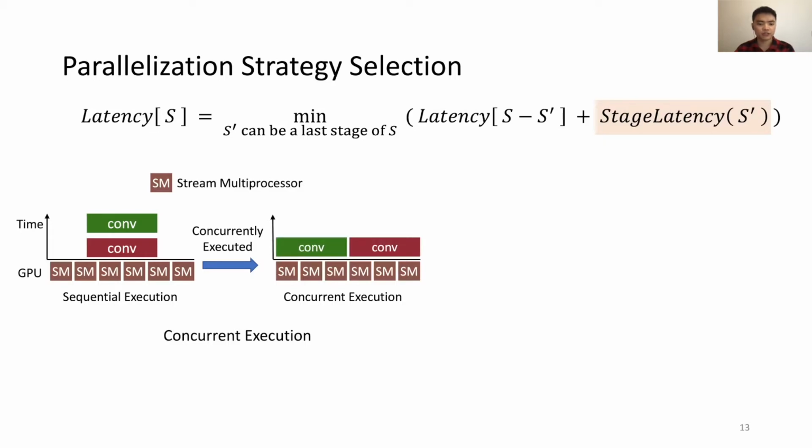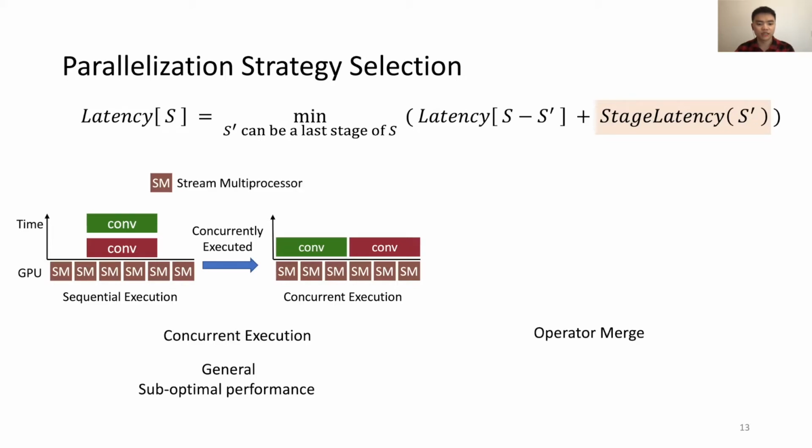This method is generally applicable because we can concurrently execute different operators. However, because the operators are usually optimized with the assumption that they can occupy the whole device, we can easily get suboptimal performance due to a resource contention problem.